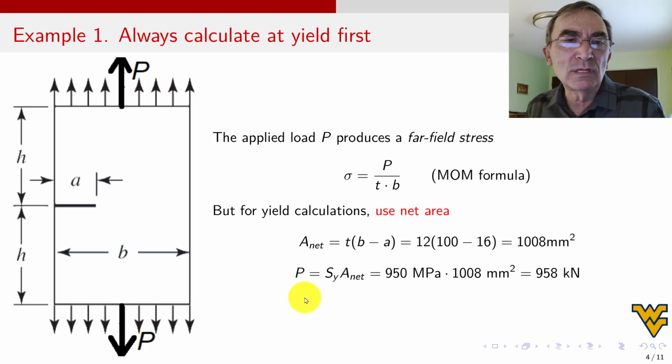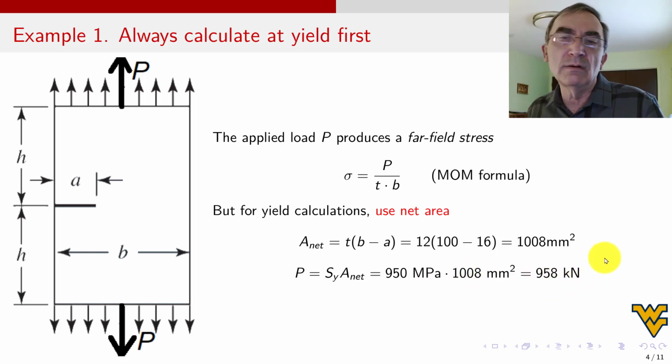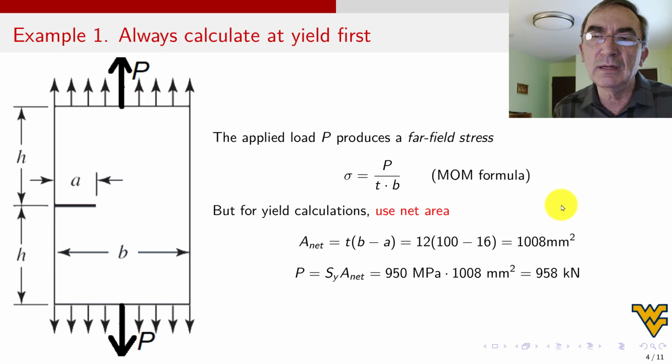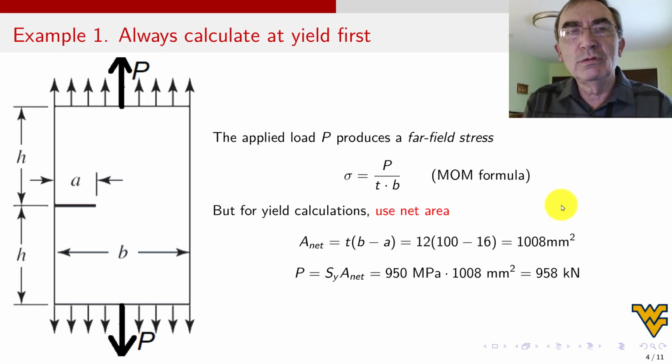The load that it will take to yield this plate is approximately the product of the yield strength multiplied by the area that I have. So it will be like the inverse of this formula, but replacing sigma by S sub y. If you put S sub y there and multiply by the net area, but not this area, you get the P. So 950 times 1008, 958 kilonewton. Approximately, if you put 958 kilonewton, this plate will fail due to plasticity, to yield.